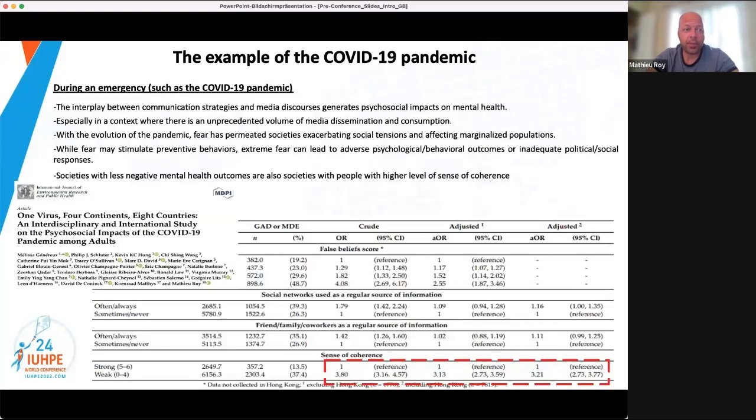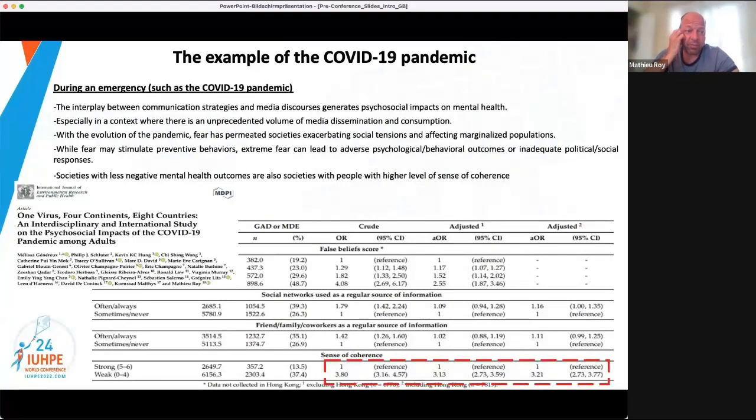Thanks, Claudia. Another example of the importance of salutogenesis to build coherent societies is the example of the COVID-19 pandemic. During an emergency such as the COVID pandemic or any other emergency, the interplay between communication strategies and media discourses generates psychosocial impact on mental health, especially in a context where there is an unprecedented volume of media dissemination and consumption. With the evolution of the pandemic, fear has permeated societies, exacerbating social tensions and especially affecting marginalized populations.